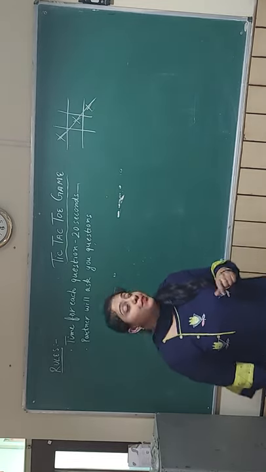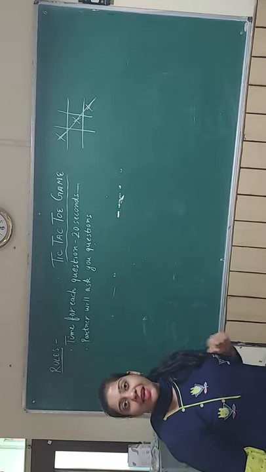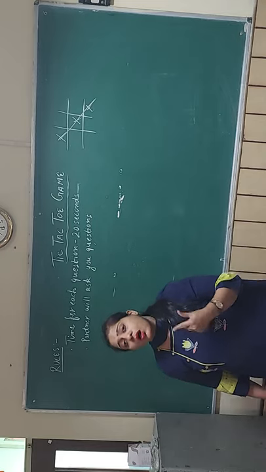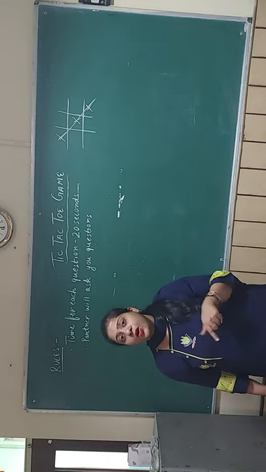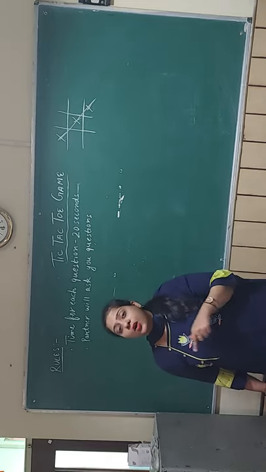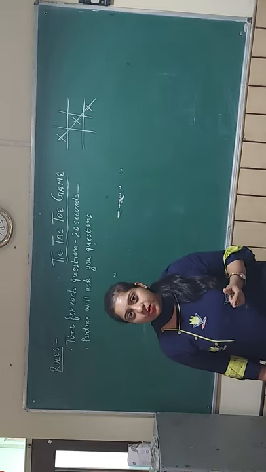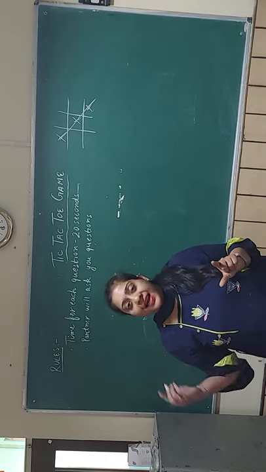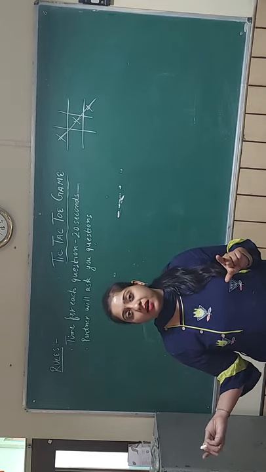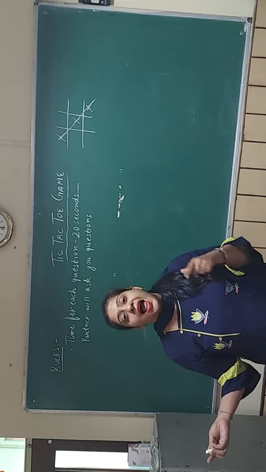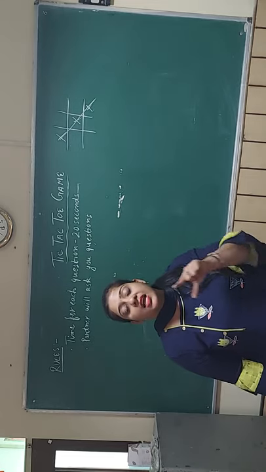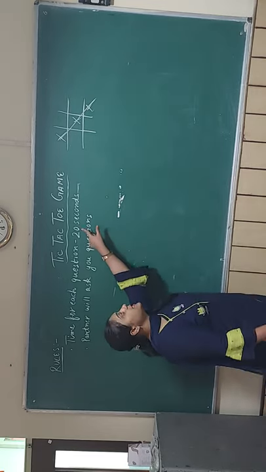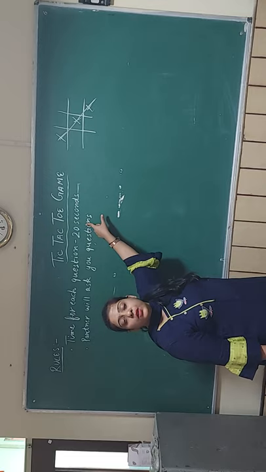See how, okay? In this tic-tac-toe game, your parents will ask you some questions. Your parents or your friend, any partner or any sibling you can take, he or she will ask you some questions, and you have to answer the questions in a grid. The time allotted to you will be 20 seconds.